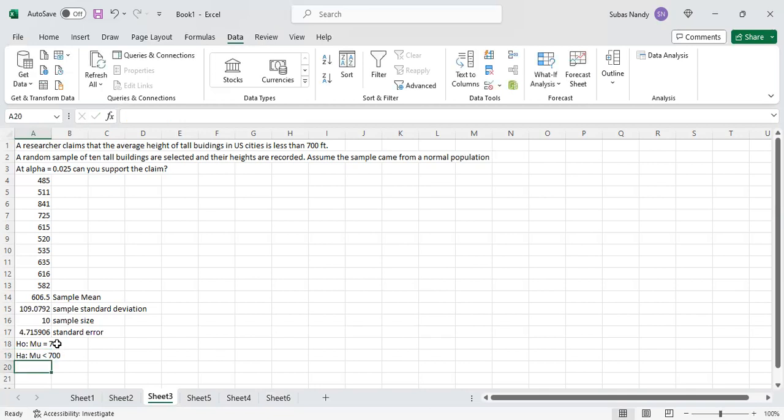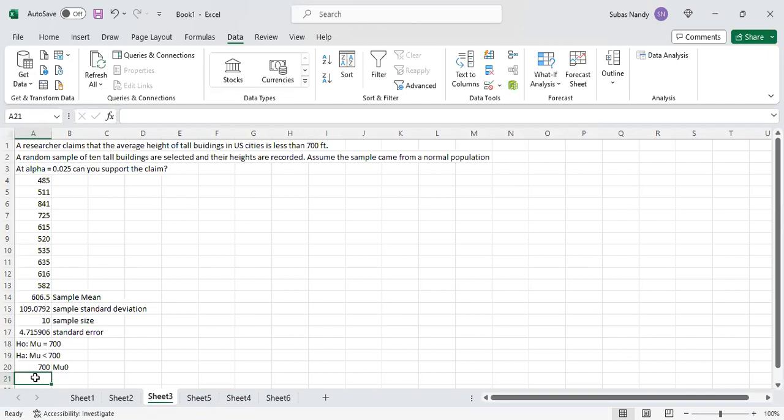So we will calculate the test statistic. What is the test statistic? Here we compare the sample mean with the hypothesized population mean, which is 700. So 700 is the hypothesized population mean, or mu 0. So I'll compare the sample mean to the hypothesized population mean.